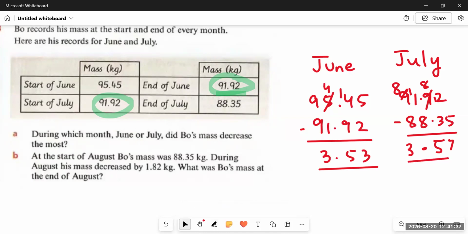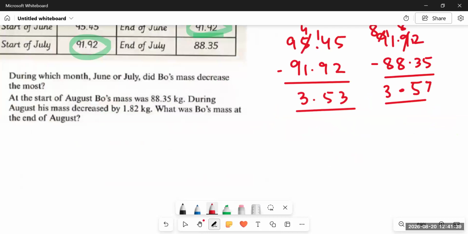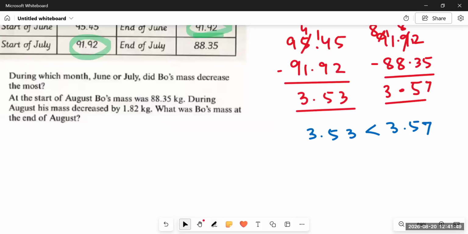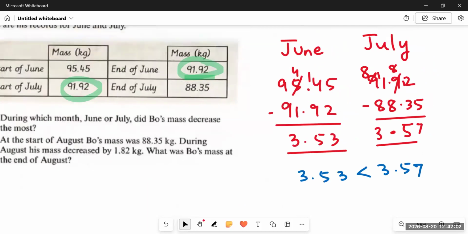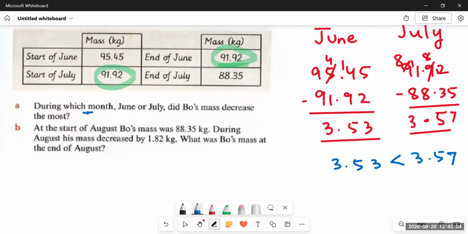Now we simply have to compare which one is greater, 3.53 or 3.57. We know that 7 is greater than 3 in the hundredths place, meaning this one is greater. So there was a greater decrease in the month of July as compared to the month of June. So during which month, June or July, did Bo's mass decrease the most? In the month of July, right? We will write it here.